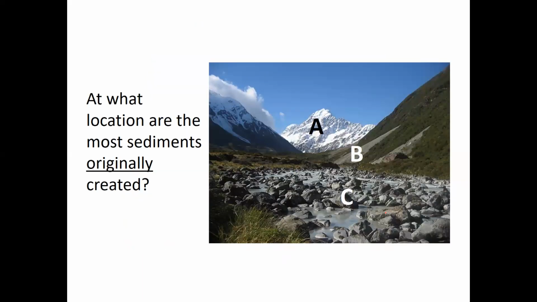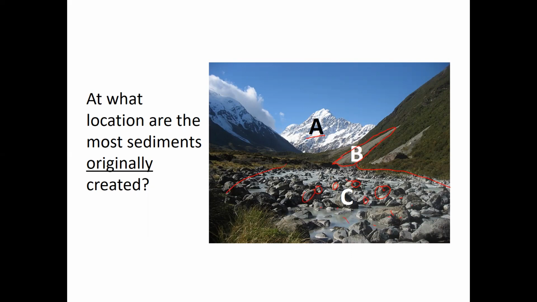So looking at this photo, at what location are the most sediments originally created? We see A is the face of this mountain. B is the base of this mountain here, and it's actually a pile of what looks to be sediment. And C is this stream bed, stream channel, which we can see there's actually sediment in this stream channel, these pieces of rock right here, sediment. So where is most sediment originally created? In other words, that question is asking, where is the most bedrock being weathered?